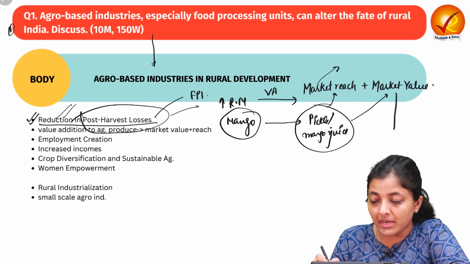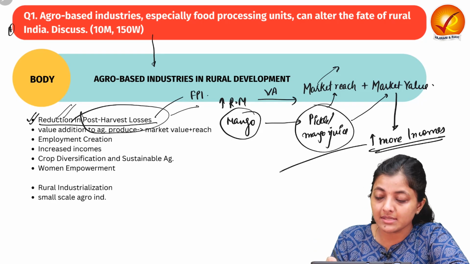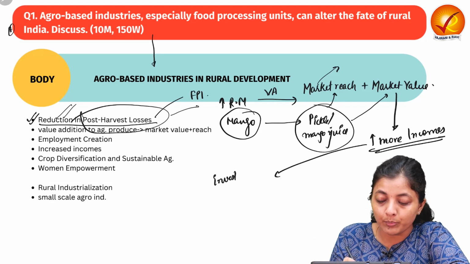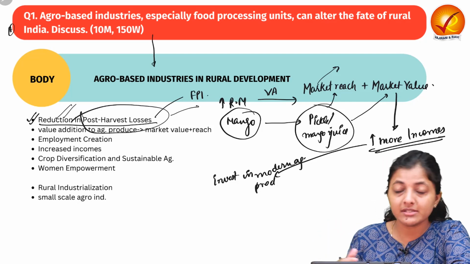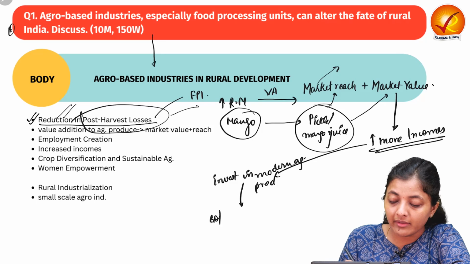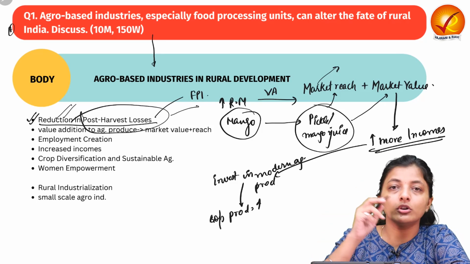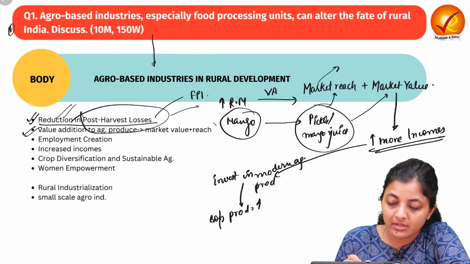And with this higher market value, it means farmers are earning more. It means the incomes are more. And when the farmers' incomes increase, they can invest in modern agricultural practices and techniques, and crop productivity would be increased. So this way again the whole loop or the cycle starts. Then next is value addition, this is done.